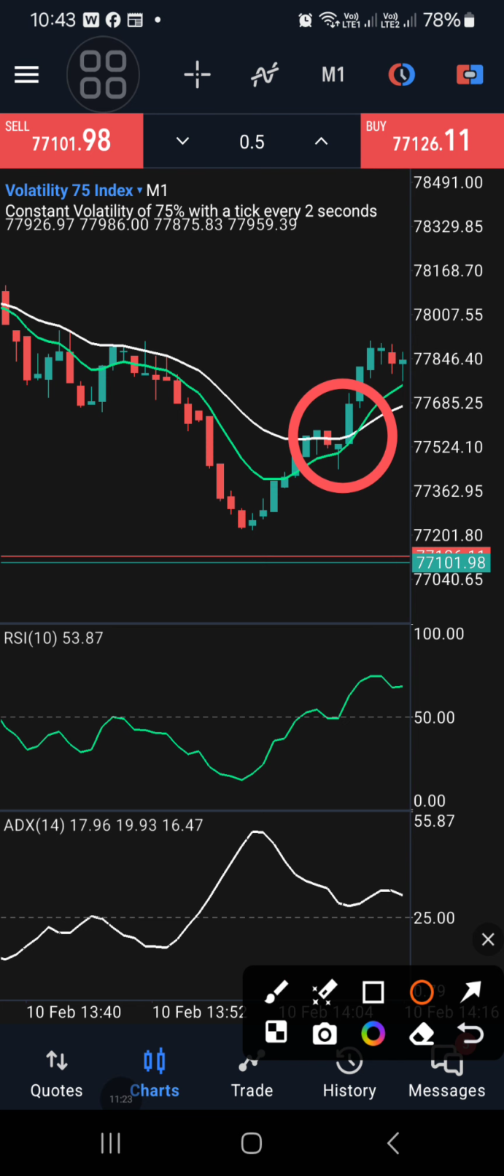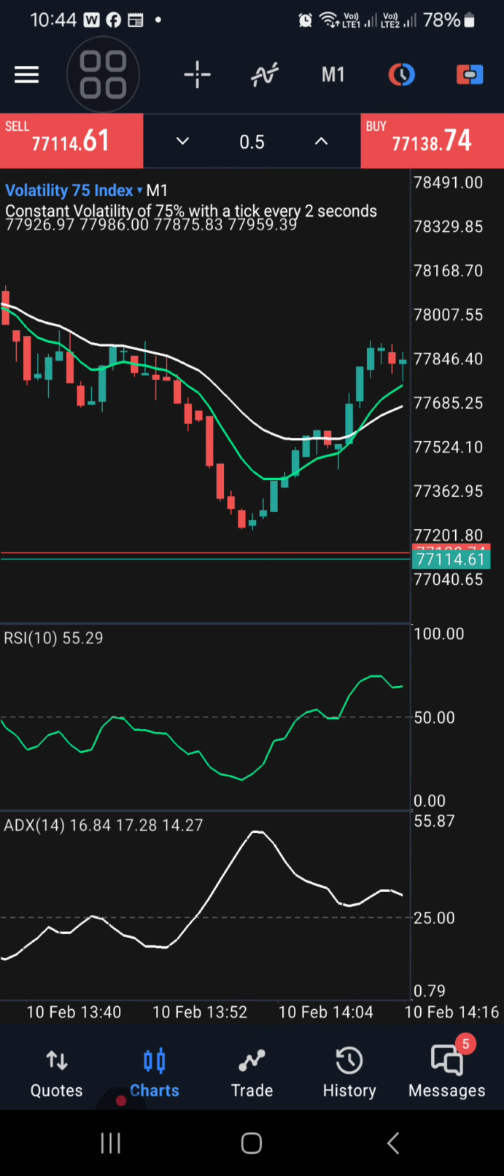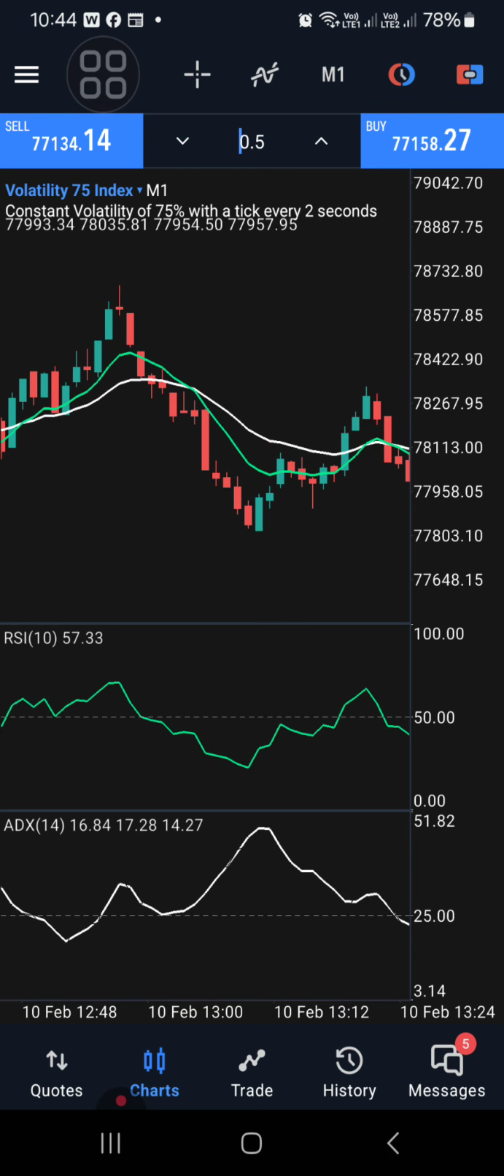We see here we now have a crossover. That's when we can exit. So this is basically how this strategy works, guys. We recently developed an indicator for volatility indices, basically for derivative synthetic indices. So this strategy can be used for step indices. It can also be used for jump. It can also be used for drift shift indices.